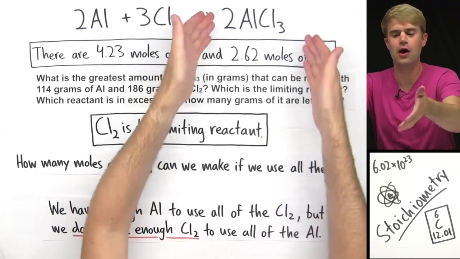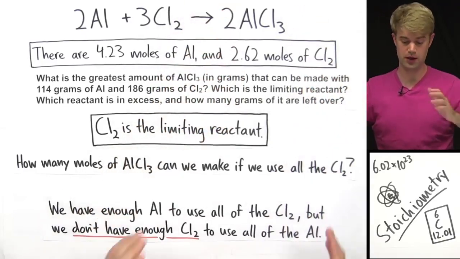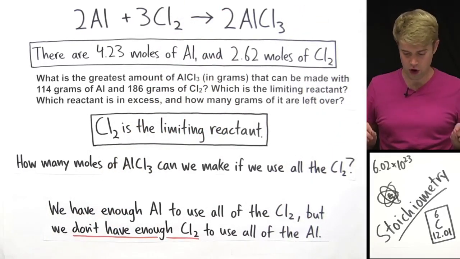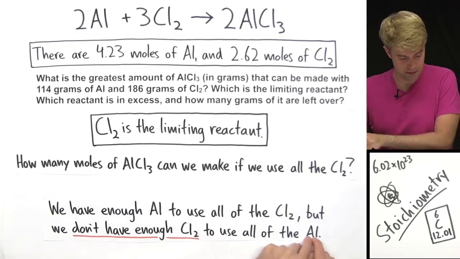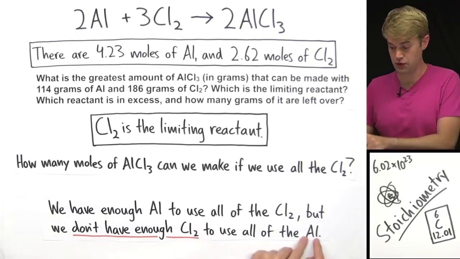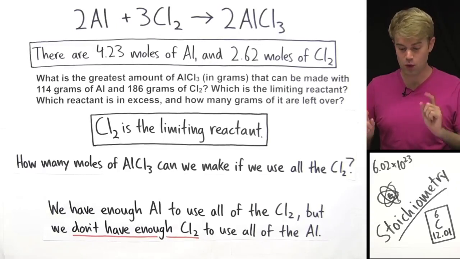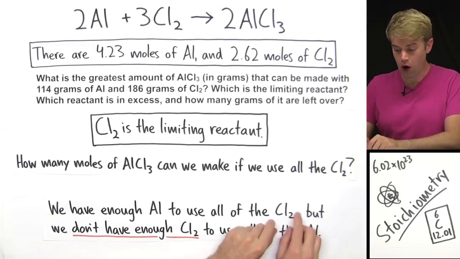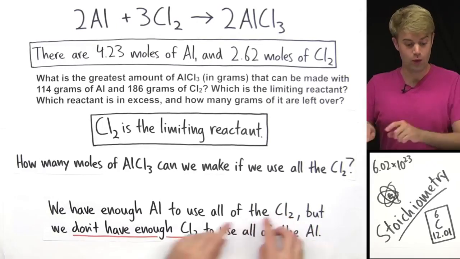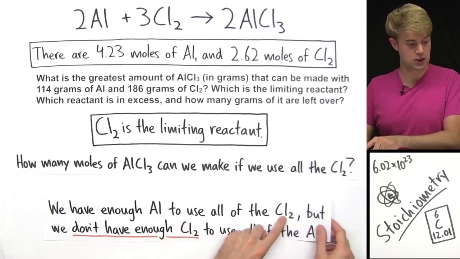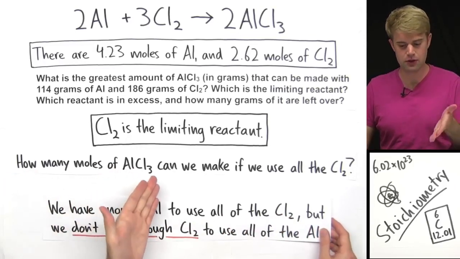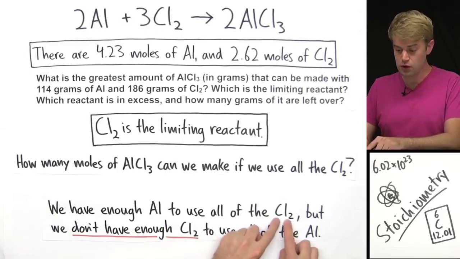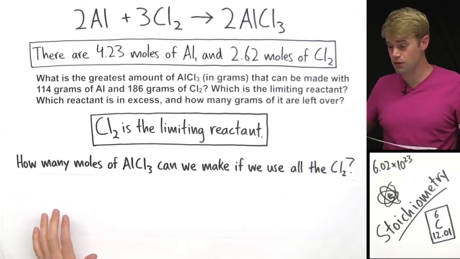Now we want to figure out how much AlCl3 we can make. To do that, we can't start with all of the aluminum because we don't have enough Cl2 to start with all the aluminum. But we can use all of the chlorine. We have enough aluminum to use all the chlorine. So we're going to figure out how many moles of AlCl3 we can make if we use all the chlorine because we have enough aluminum for that.